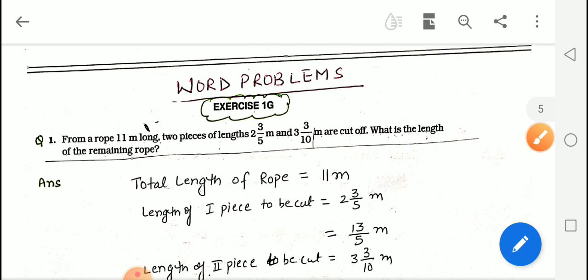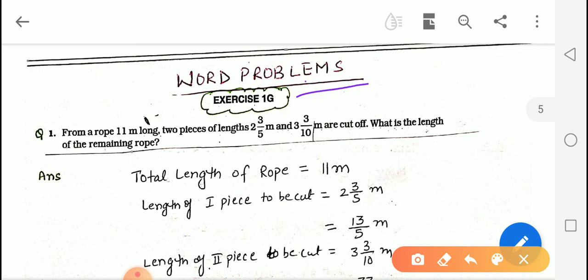Word problems are given in exercise 1G. So this is the question number 1 of exercise 1G. Here we have to read the question carefully and understand the meaning of the question first. Then we will form the equation and solve the equation. Now I am reading out the question. The question is, from a rope of 11 meter long, means a length of the rope is given 11 meter, two pieces of length 2 3 by 5 meter and 3 3 by 10 meter are cut off.